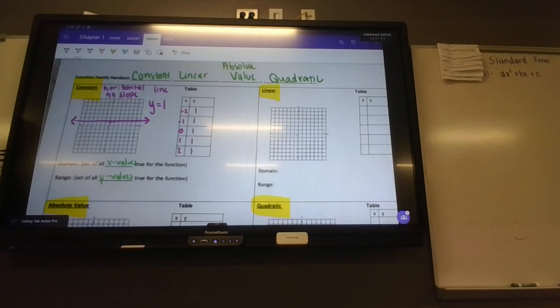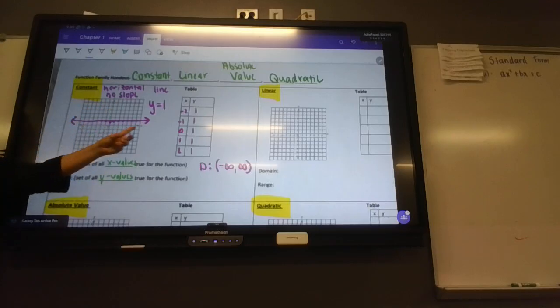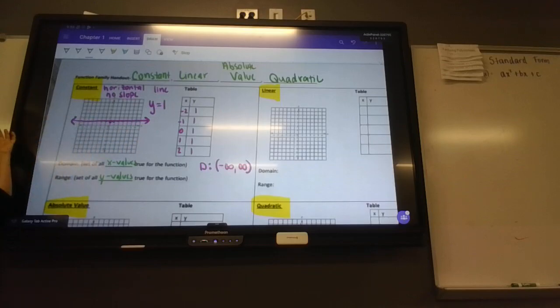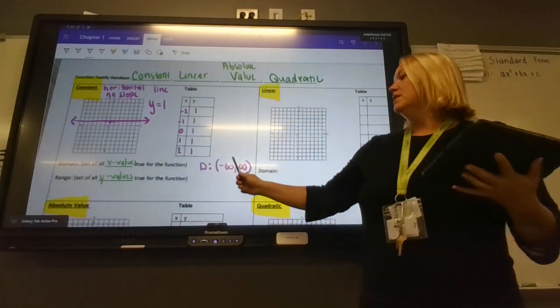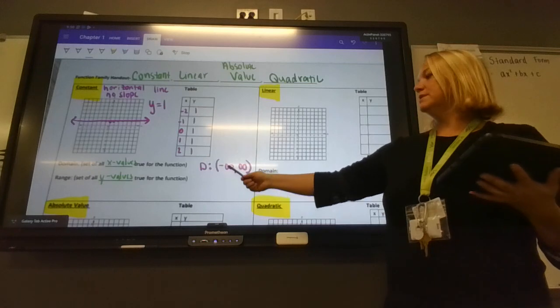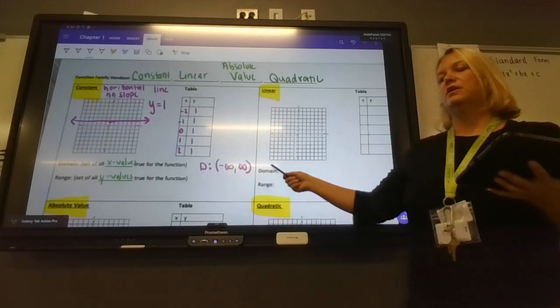The domain for this particular function goes from negative infinity to infinity. When I think about the x-axis, when I think about when this line ends, and this is something you do talk about a lot in geometry, there's arrows on both sides. The line goes forever. So when I describe the set of x values true for this function, it ends up being infinity. This is called interval notation, and this means the x values go all the way from negative infinity up to infinity.